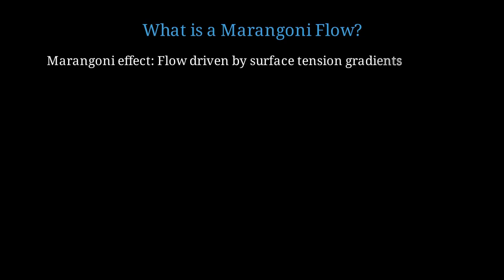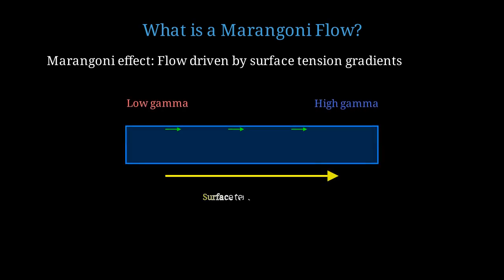Now here's where it gets interesting. What happens if surface tension is not uniform across an interface? A Marangoni flow occurs when there is a gradient in surface tension along a liquid interface. The liquid flows from regions of low surface tension toward regions of high surface tension. Think of it like this: the high surface tension region is pulling harder on the interface, so fluid flows toward it. This is the essence of the Marangoni effect.